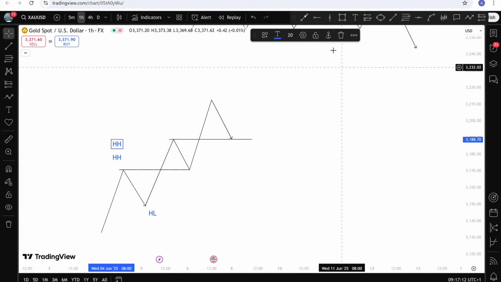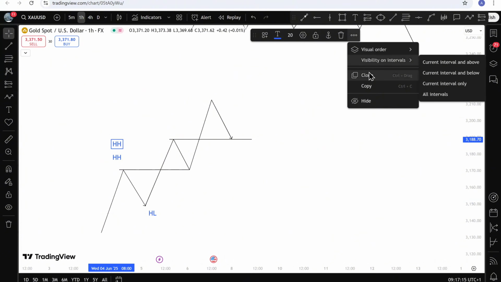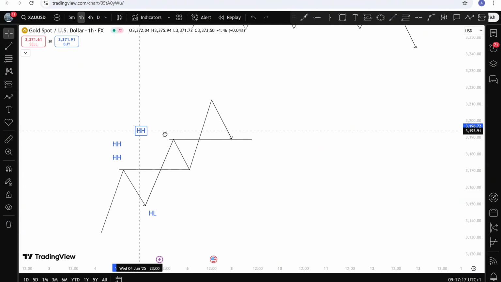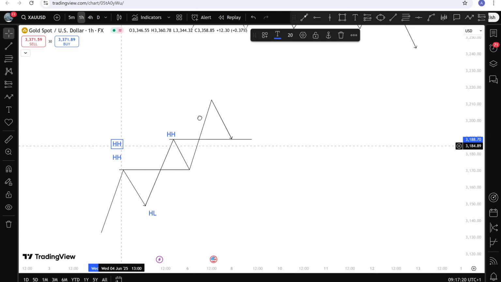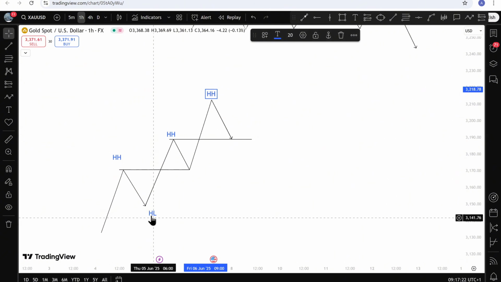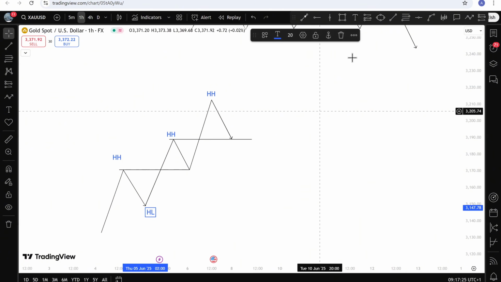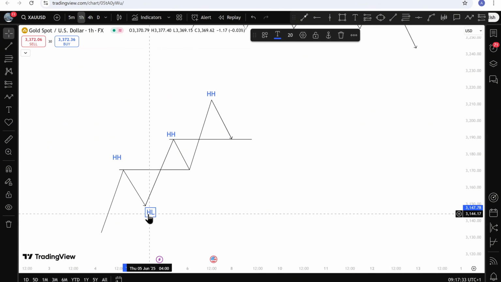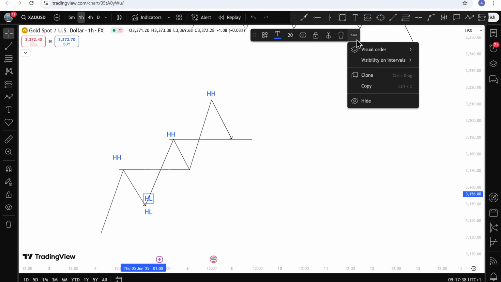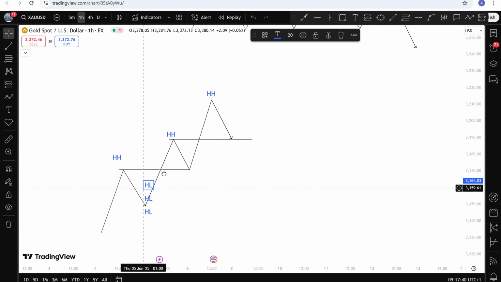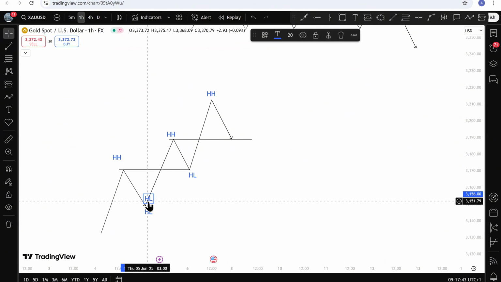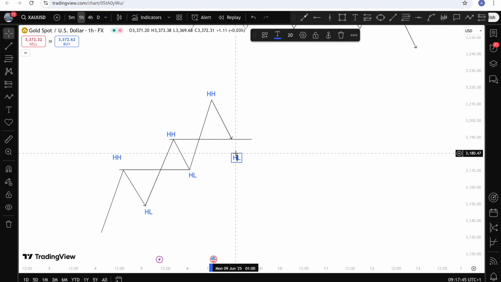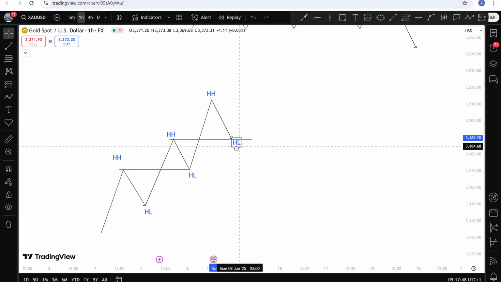Let me clone. So you have a high here, just like this. You have a high here, just like this. All right. So I'm going to clone the higher low now, real quick. Okay, higher low. So now you have a higher low here, and also a higher low here. Just like this on a bullish move.